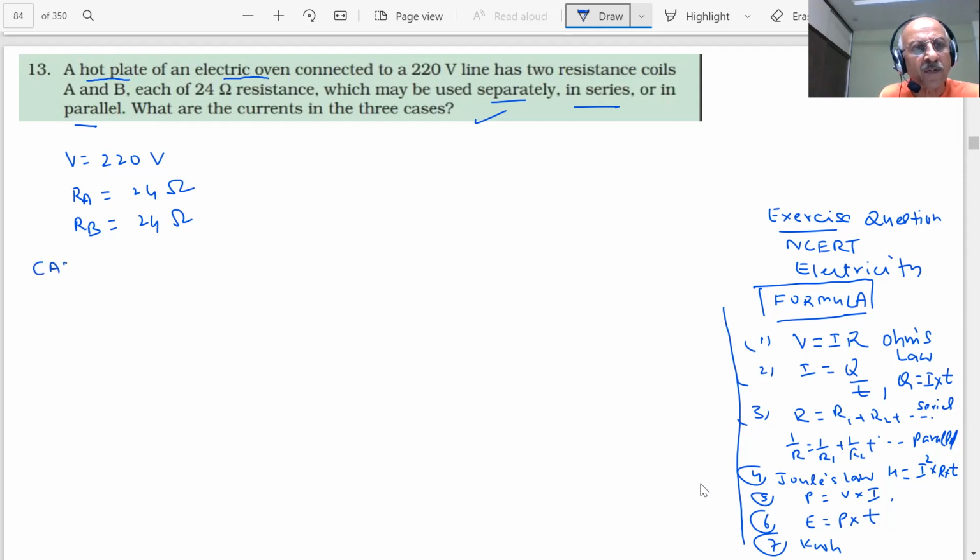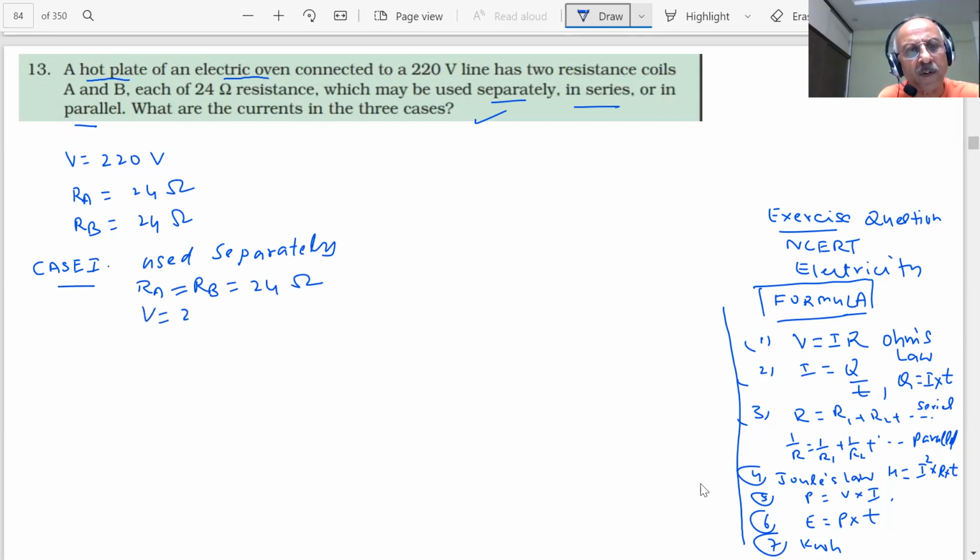I am saying case 1, students, when they are used separately, I can use any one. They are of the same resistance. Ra is equal to Rb is equal to 24 ohm. And what is the value of V? Potential difference is 220 volt. What is the formula? V is equal to I into R. This is our Ohm's law.